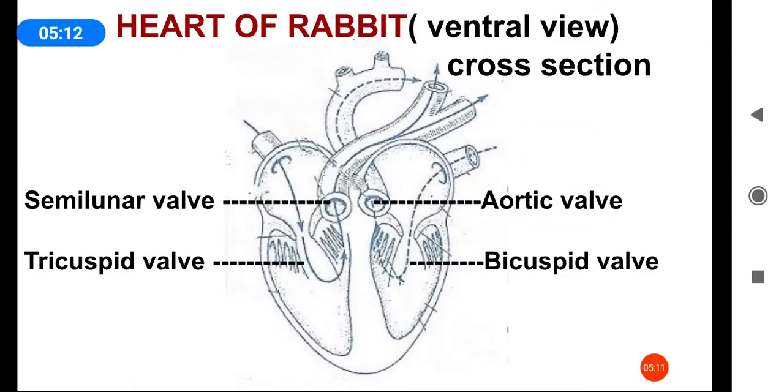Blood vessels and heart chambers are guarded by four types of valves. The bases of the pulmonary artery and aorta are protected by semilunar valve and aortic valve. The right side chambers are protected by tricuspid valve. Then left side chambers are protected by bicuspid valve.